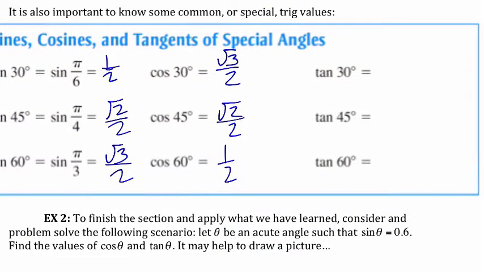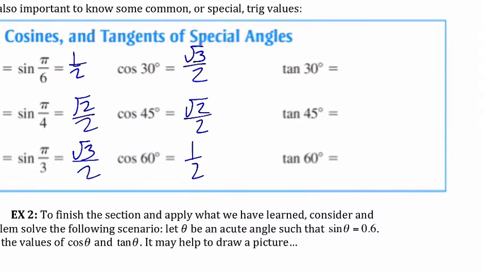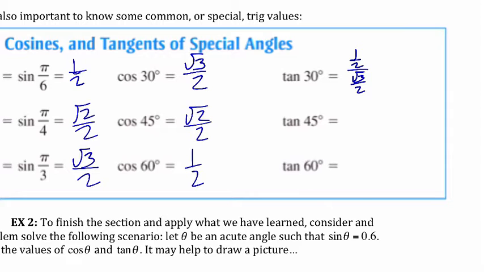Now, we did a little bit of tangents in the previous section in 4.2, but just a refresher, the tangent of an angle is the y value over the x value, in other words, the sine over the cosine. So the tangent of 30 degrees would be 1/2 over the square root of 3 over 2. And after you go through and simplify all that, multiplying by the reciprocal and rationalizing the denominator, you end up with the square root of 3 over 3.